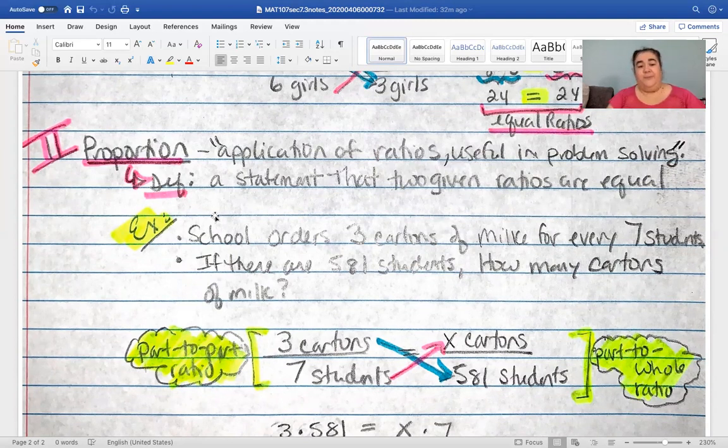Let's look at an example. If we say that a school orders 3 cartons of milk for every 7 students, and if there are 581 students in that school, how many cartons of milk does that school order? Well, we take the ratio of 3 cartons of milk for every 7 students, and we set that up as our first ratio. And we say that that has to be equal, because it must be an equivalent ratio, right, to the number of cartons ordered for the entire student body of 581 students.